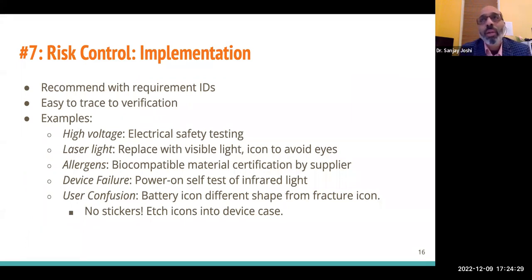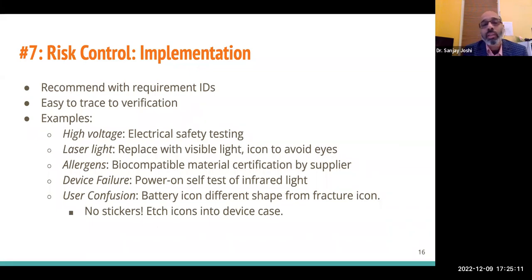When you talk about the implementation of risk controls, the standard doesn't say how to do it, but what I have seen done successfully is when you identify the controls with identifiers or requirement IDs. The reason for that is when you do medical device design, you usually have requirements and then you verify those requirements, which means if you have the ID, it is very easy to trace to verification. Now, in an audit, they are going to ask you, what is the evidence that you actually implemented this? And this is where you can point to your verification report or executed verification protocols that say that, yes, this works.